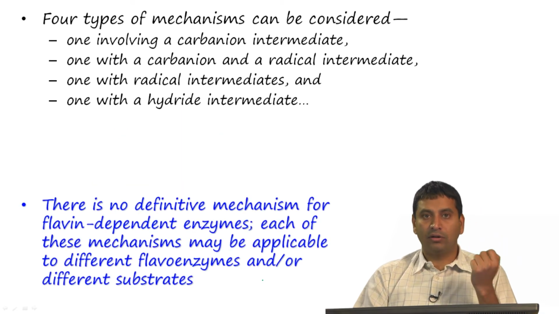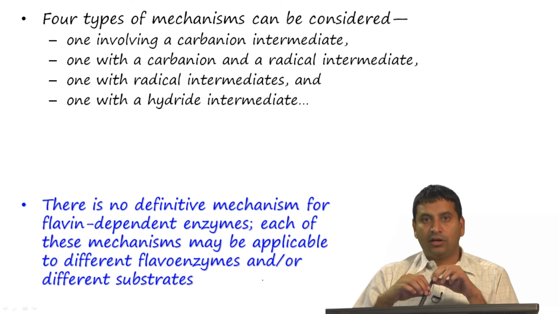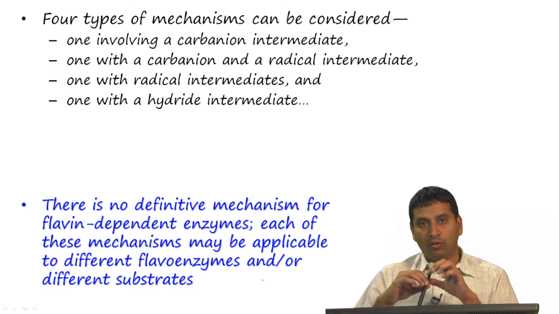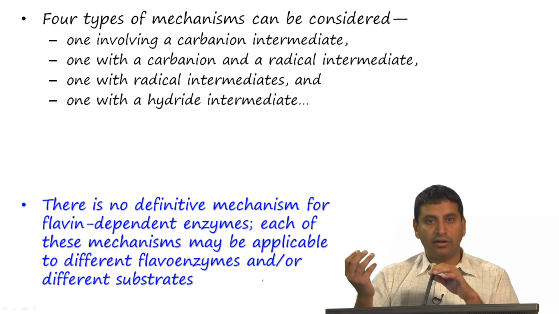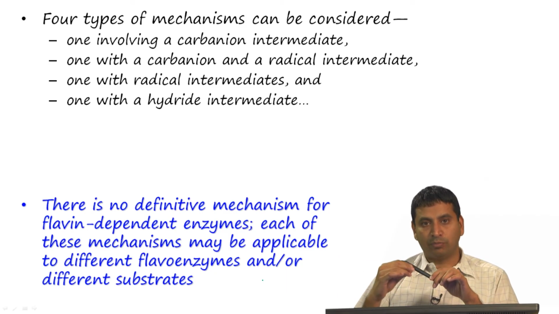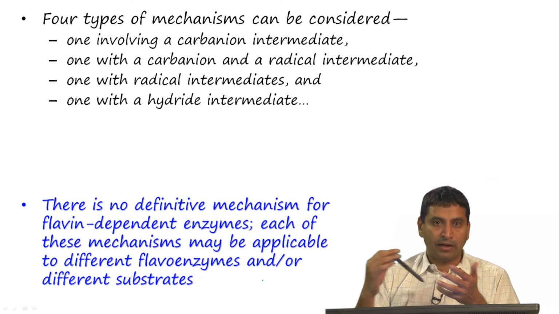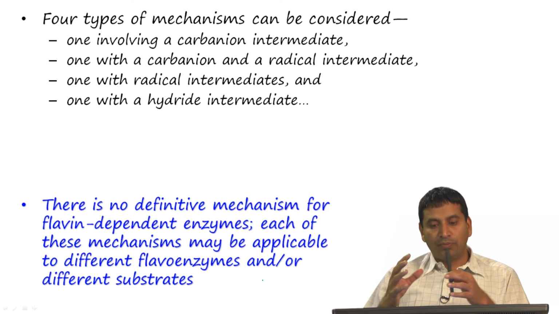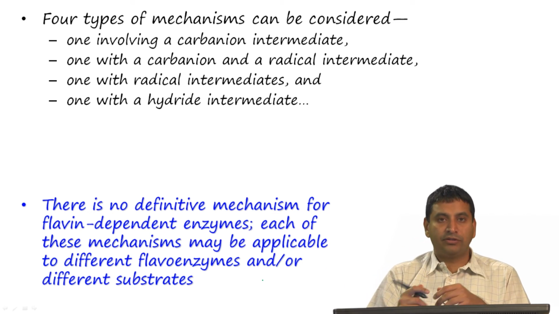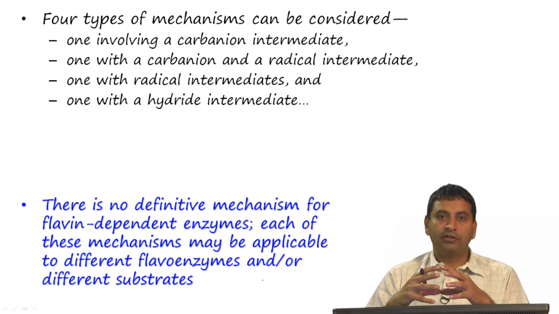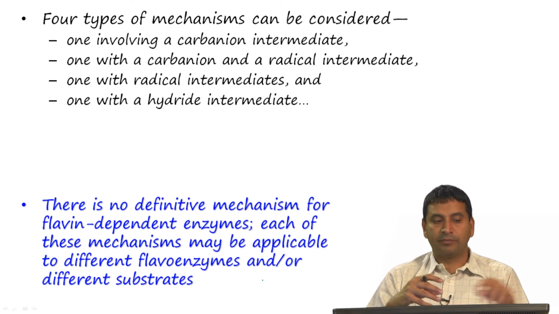There are 4 types of mechanisms that can be considered, which involves a carbanionic intermediate, and then one with a carbanion and a radical intermediate, and one with a radical intermediate alone, and the last one is only with a hydride intermediate. So, these have been studied extensively, but no definitive mechanism is known. Some of these may be applicable to different flavin enzymes, and it also depends on the substrate. So, the principles of these mechanisms remain pretty much along these lines, but the exact definitive mechanism is difficult to ascertain.